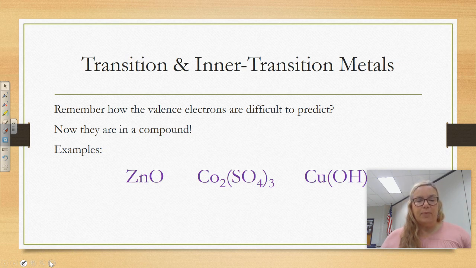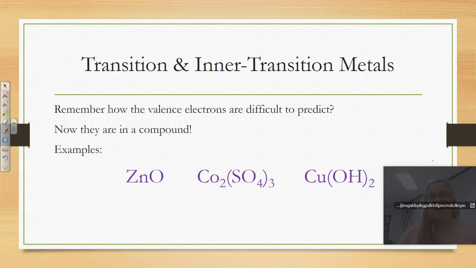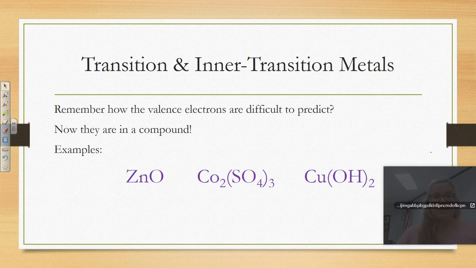So here are some examples of what these look like written in compound form. You see the 2 on the hydroxide. The first one, we have zinc and oxygen. The next one, we have copper, and look, there's a polyatomic in there. You could have a polyatomic with the transition metal or simply an anion with the transition metal. So we have cobalt with the sulfate ion, and we have copper with the hydroxide. Let's get into how to do this.